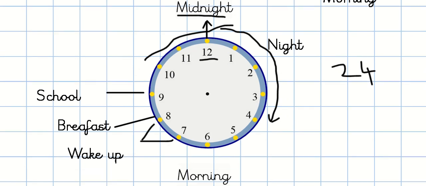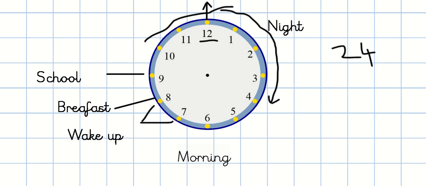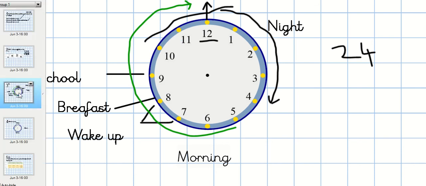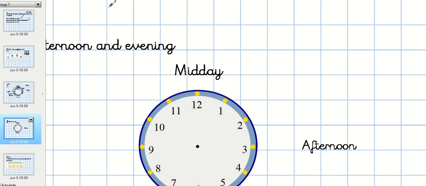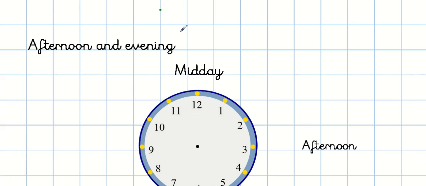And then we come to the morning. If I do morning in a different colour, the morning goes from 5 and spins all the way around to the 12 again. And in this, it's called the morning, and we have to go to school, we have our breakfast, we wake up, we might have 11 o'clock, we might have our break time.